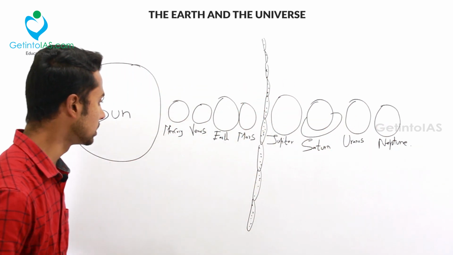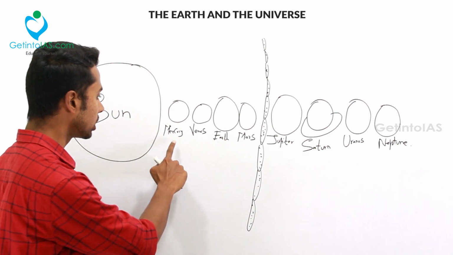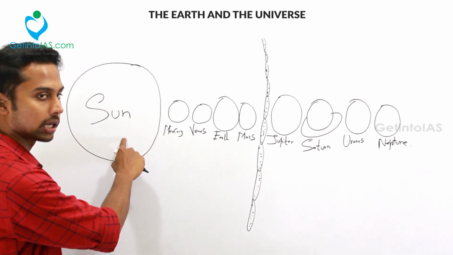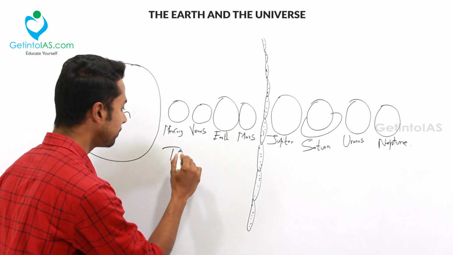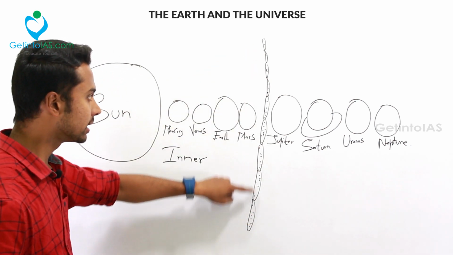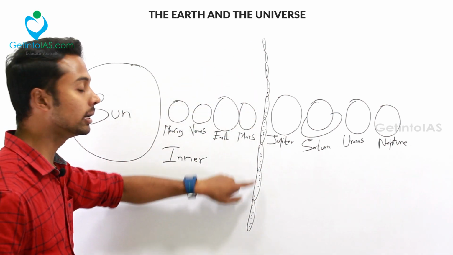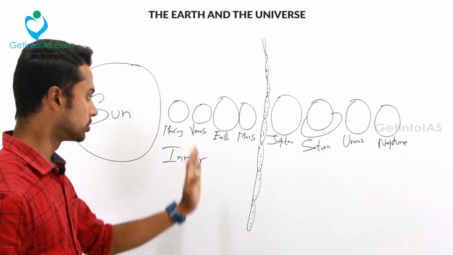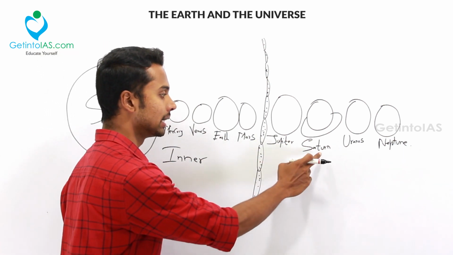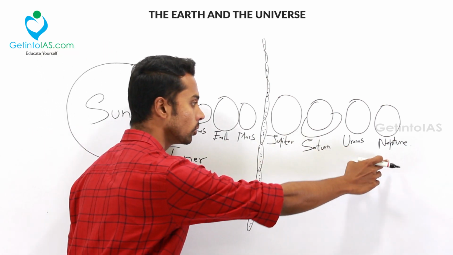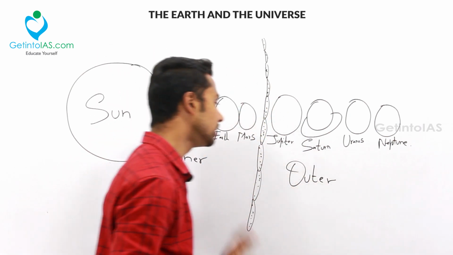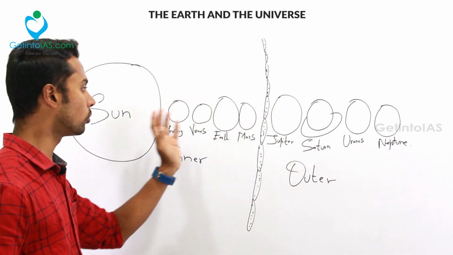Okay, so the first 4 planets, Mercury, Venus, Earth and Mars, which are nearer to the Sun, are known as the inner planets. And this chain-like thing you are seeing is known as the asteroid belt. Beyond this asteroid belt there are again 4 planets, Jupiter, Saturn, Uranus and Neptune. These planets are known as the outer planets. So this is the division of the planets, totally 8 planets, 4 and 4.